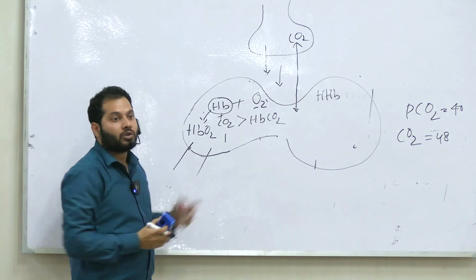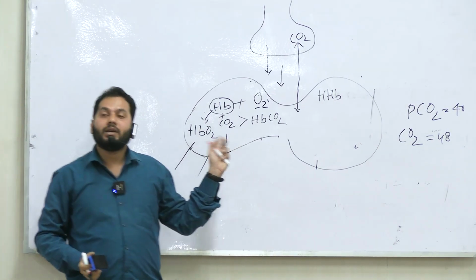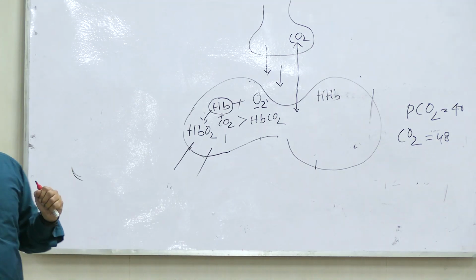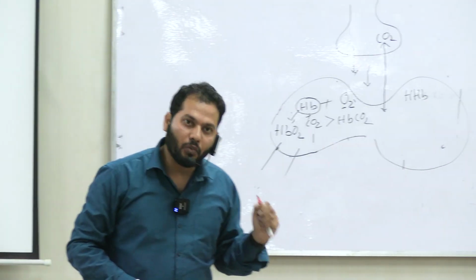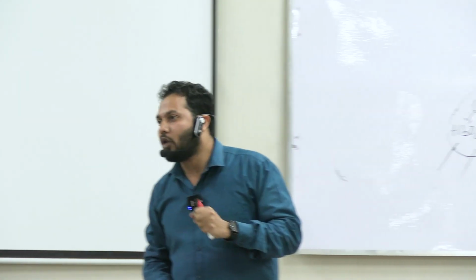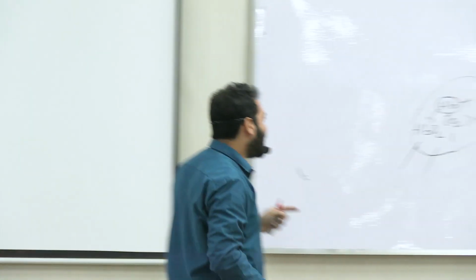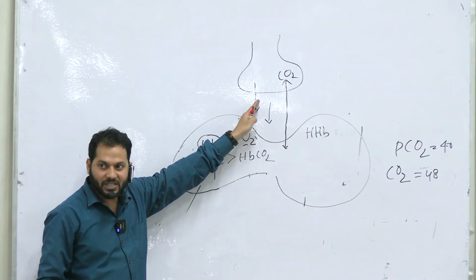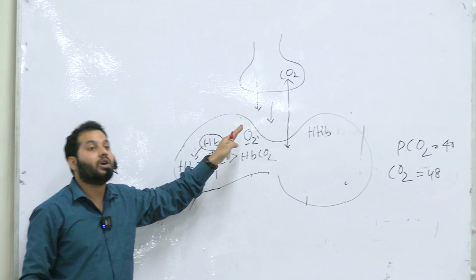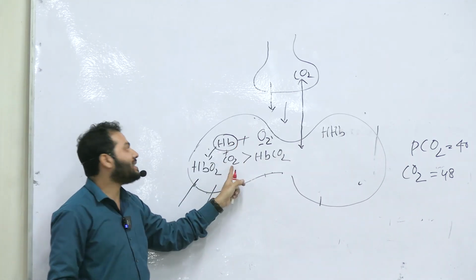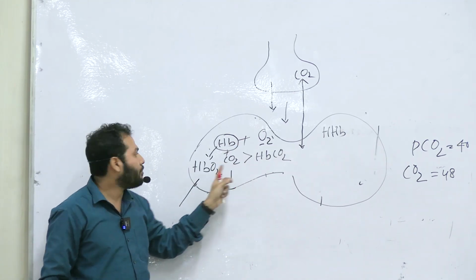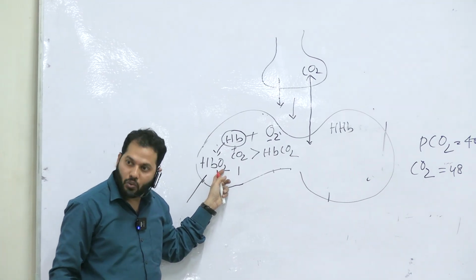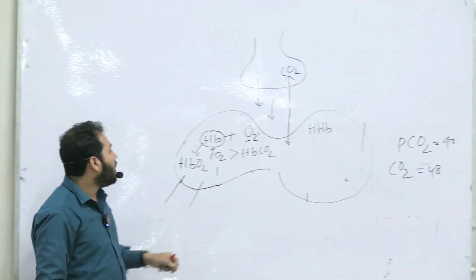HbO2. So see, I repeat, in the pulmonary capillary, the affinity of oxygen towards hemoglobin is much more than the affinity between hemoglobin and carbon dioxide. That is why here, after the inhalation of gases, due to the higher oxygen concentration, it replaces the carbon dioxide from hemoglobin and binds with the oxygen. It forms HbO2, right?